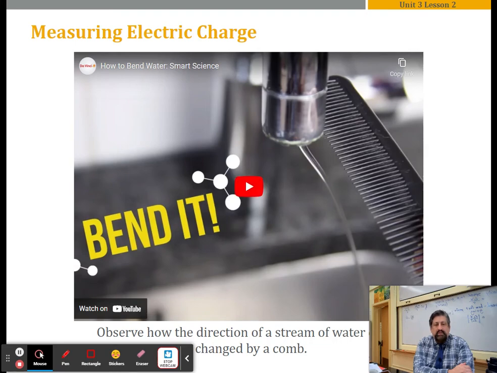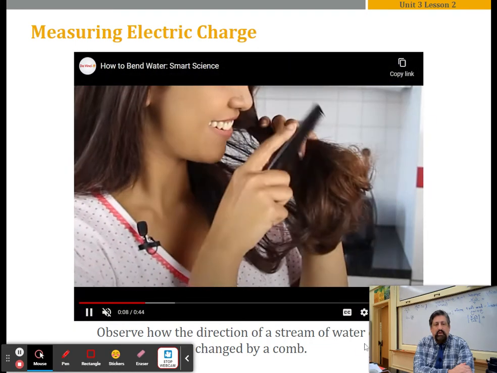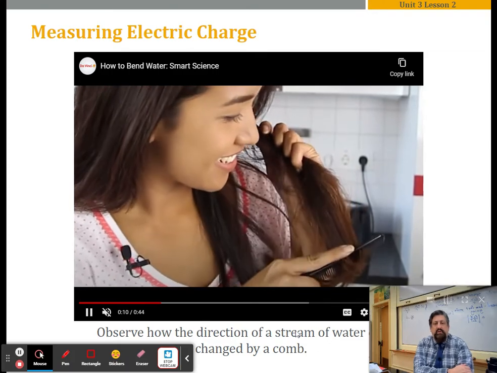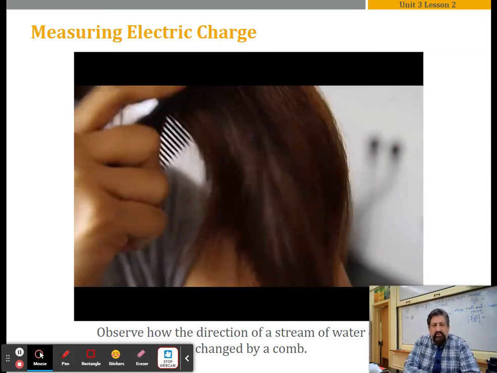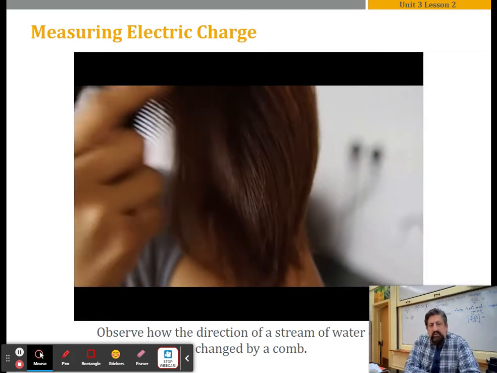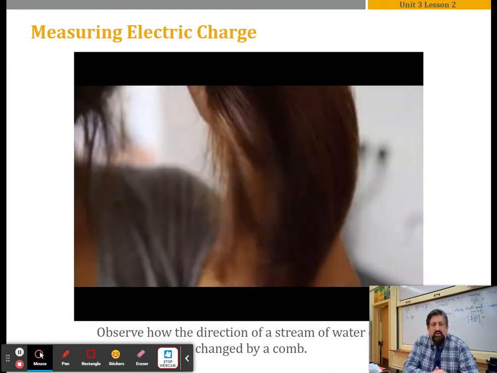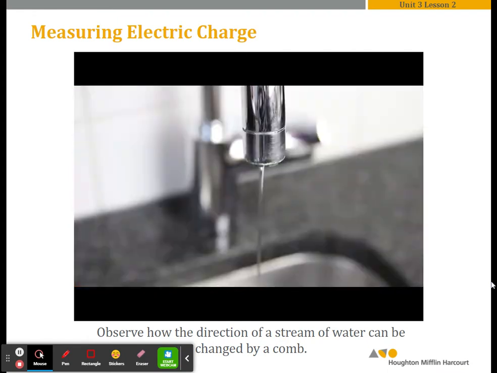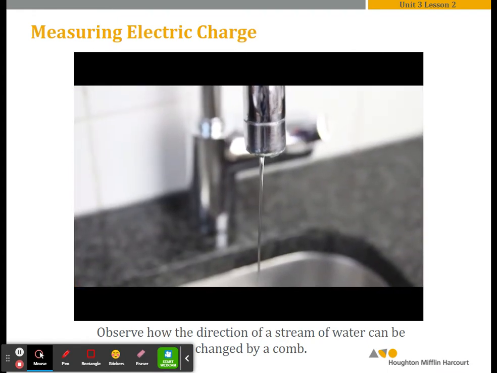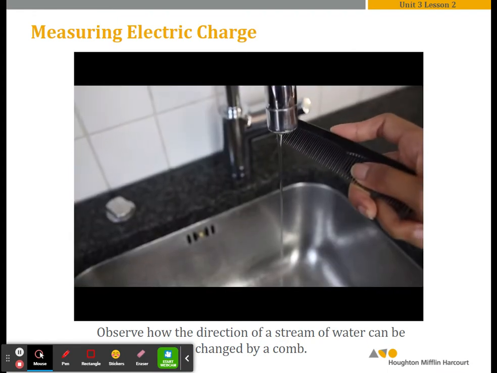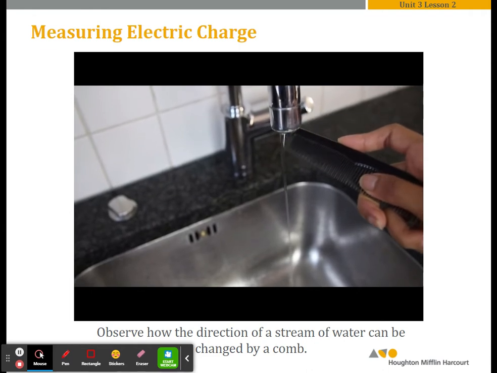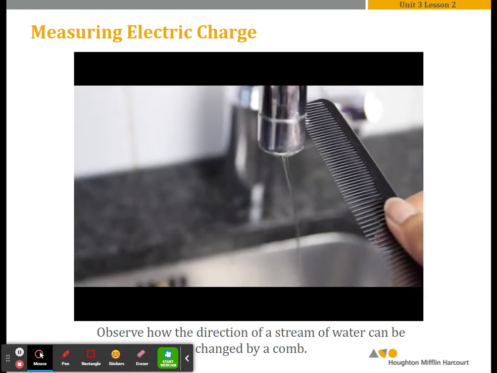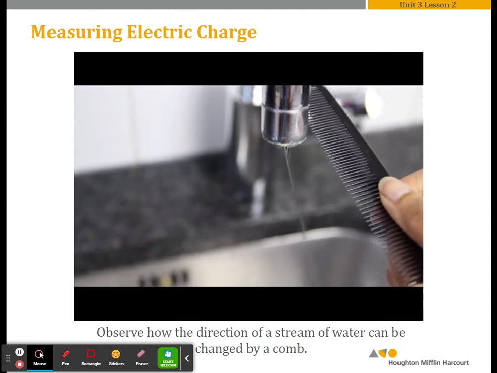Let's watch how the direction of a stream of water can be changed by a comb. We'll start with this person combing a plastic comb through her hair. That's significant. That's important that she's combing it through her hair. What do you think can be happening while she runs the comb through her hair? And would it work if she used a metal comb or a wooden comb?